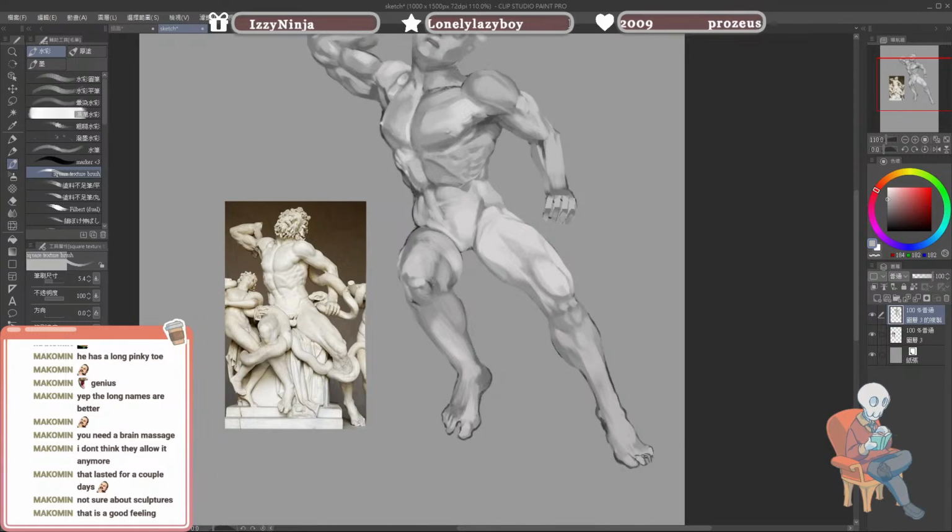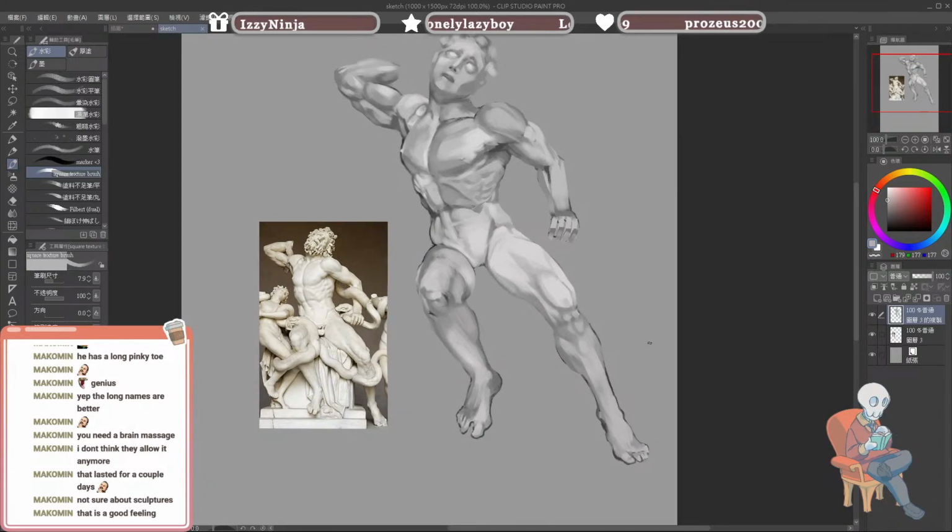Feet, feet, feet, feet. Okay. My mind is cleansed for now.